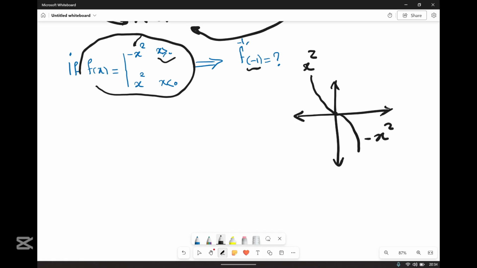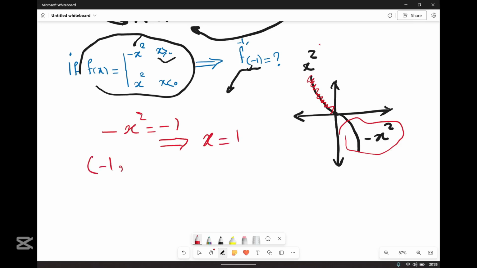And for the derivative at minus 1, it never happens that minus 1 is in this part, guys. I'm sure minus 1 is in this part. Therefore, minus x power 2 is minus 1, and immediately x is 1. So, (minus 1, 1) belongs to the inverse of f. Therefore, (1, minus 1) belongs to f.